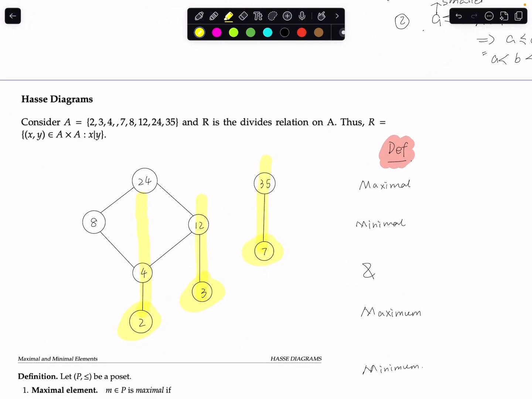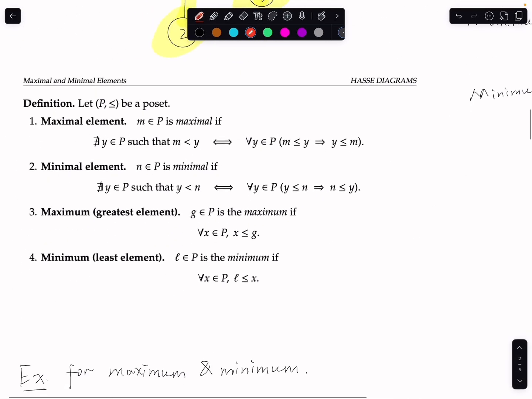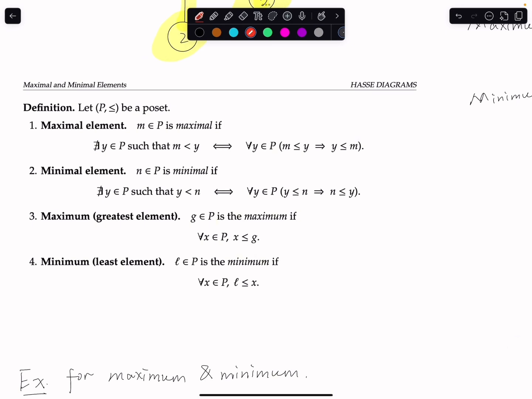And then look at this Hasse diagram. I'm going to use this to introduce two pairwise defined concepts that are maximal and minimal. So here I have written down some simple notations for the two pairwise defined concepts.